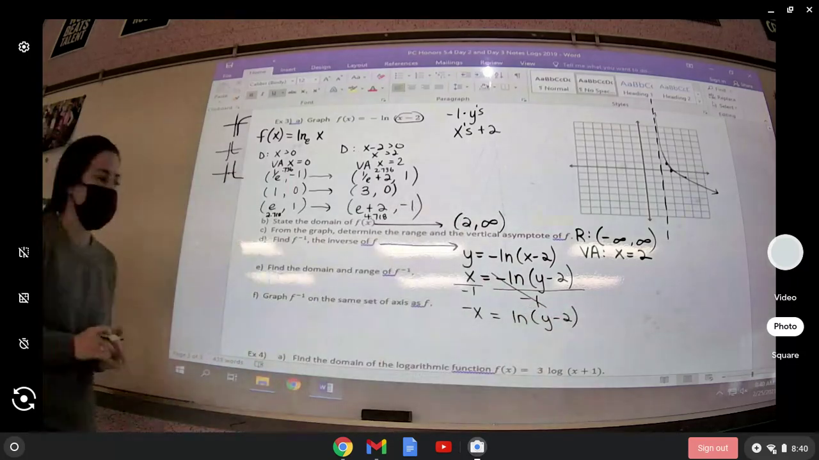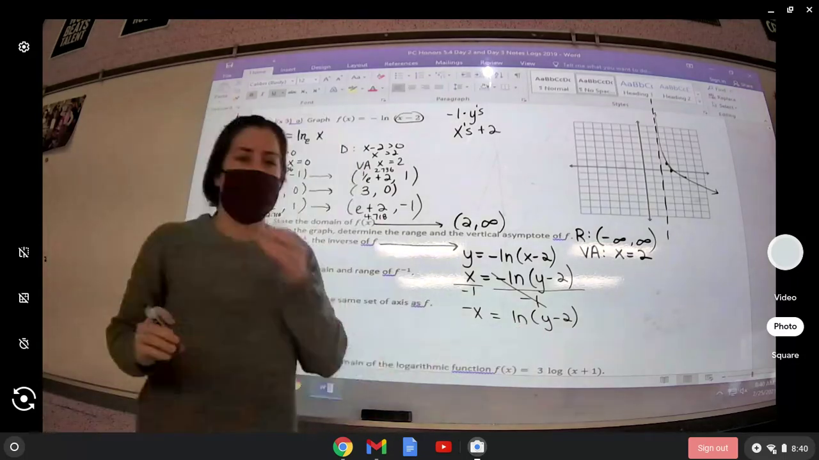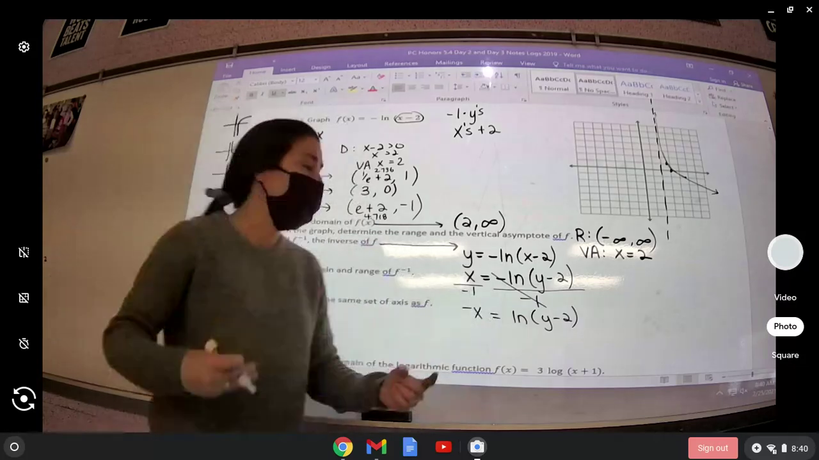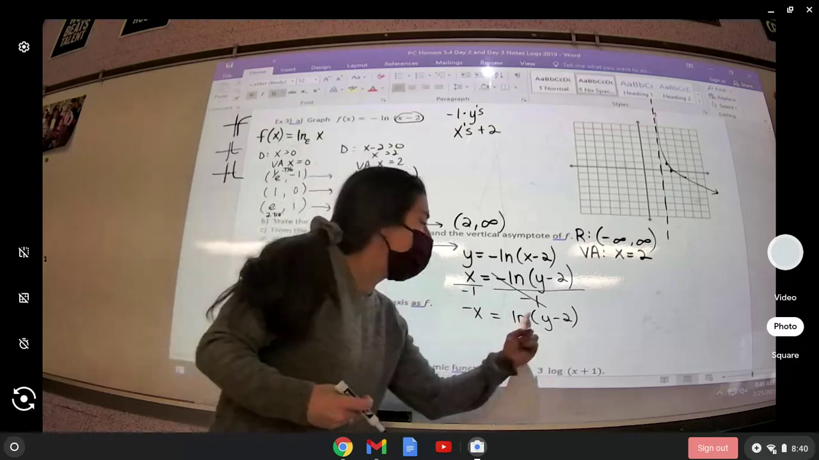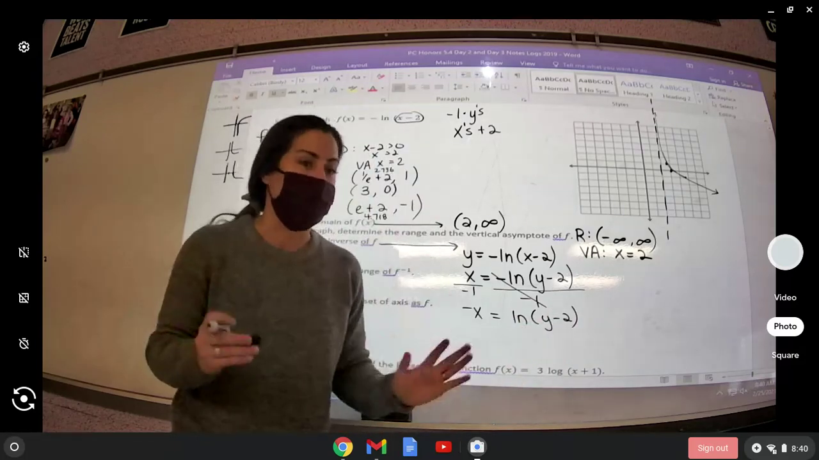So now we have this: the opposite of x equals the natural log of y minus 2. Now we're kind of stuck because the y that we're trying to solve for is stuck inside this logarithm. I can't just go in here and start adding 2 because this lives inside of that logarithm. So it's going to get a little crazy what we have to do.